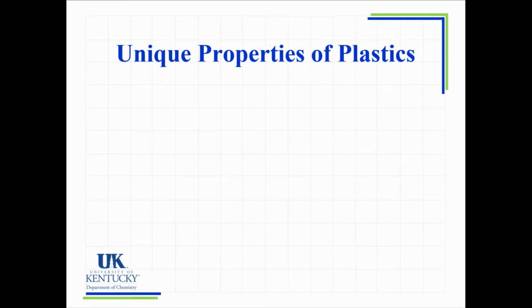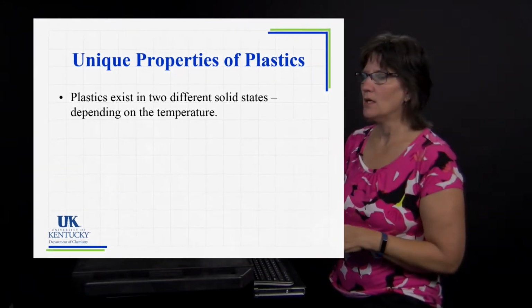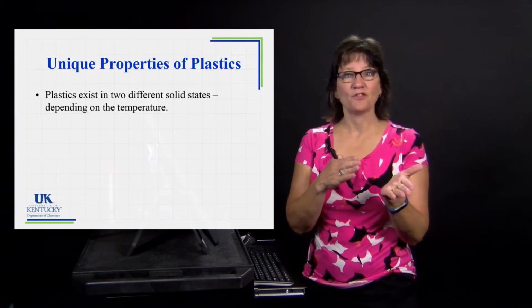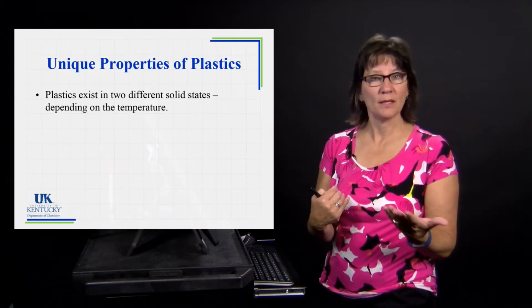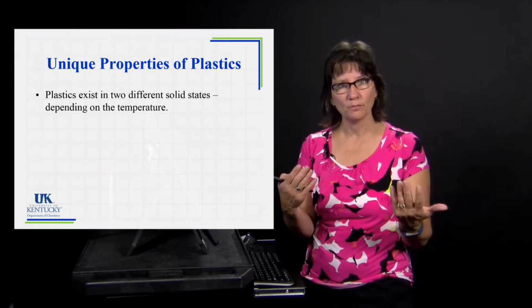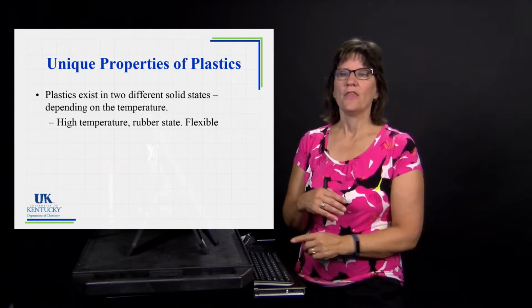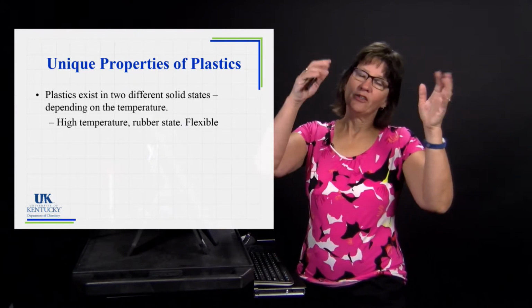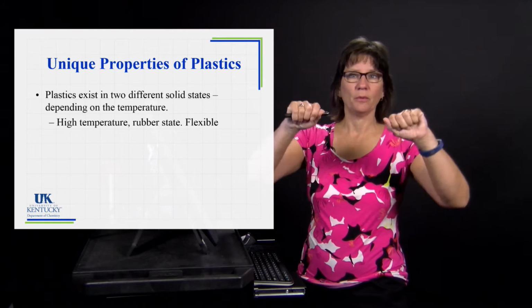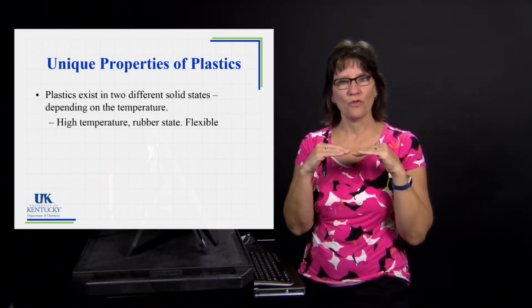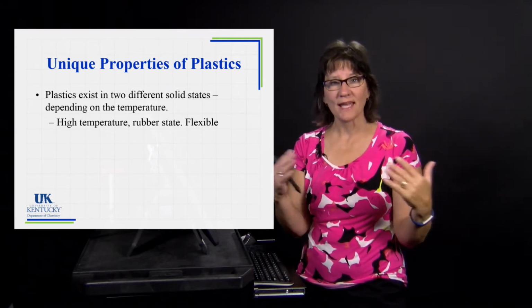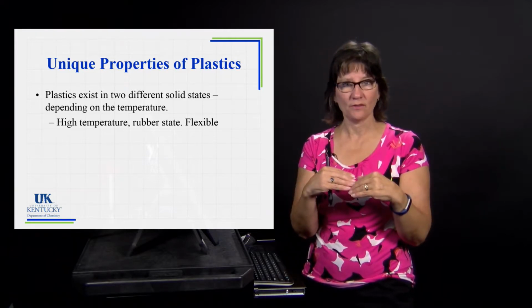Now, some properties about plastics in general. They have two different types of solid states depending upon temperature, and this is true for most typical plastics. At higher temperatures, they're flexible and bendable. Below that temperature, they're rigid. Now, each plastic has a different place where that is, okay?